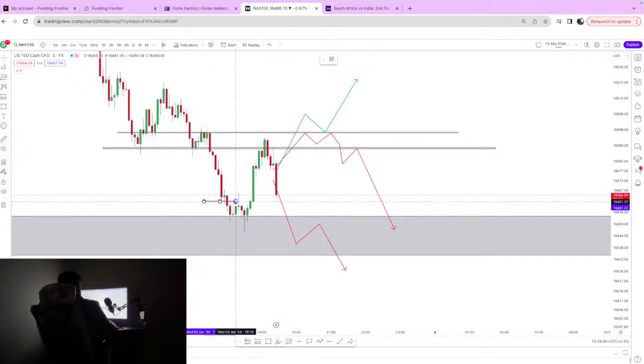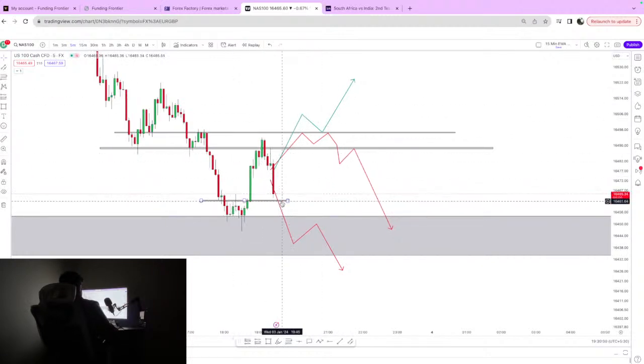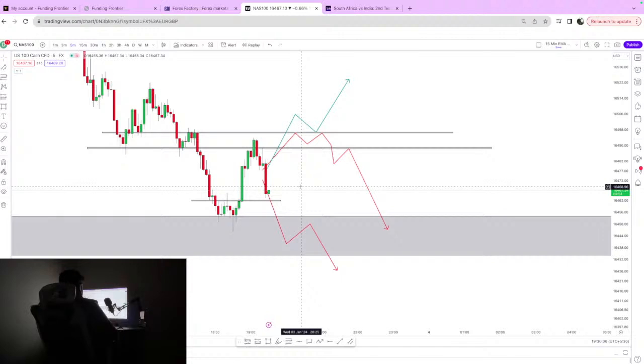And one little thing is also possible. As it was a double bottom, it may be a retest and a shoot up also. But for it, I need a bullish engulfing candle at this point, right? So I have told you multiple scenarios. Let's see, will we be able to get any trade today or not?